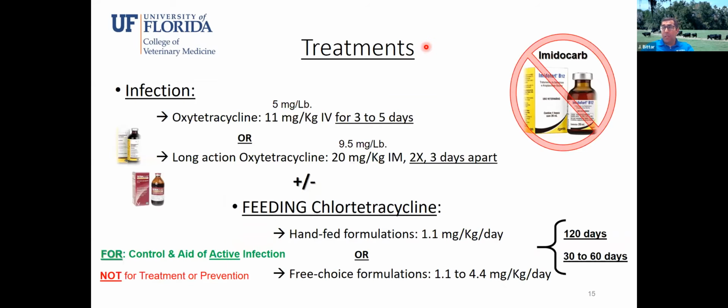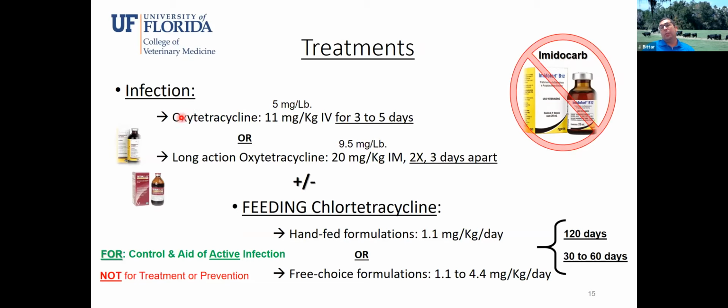So, okay, we can treat, right? Yes. Unfortunately, in the United States, we cannot use imidocarb. That's good to treat anaplasma and babesiosis as well. In South America and other countries, it can be used, but there are some reports of the possibility of induced cancer. And that's one reason the USDA, FDA did not approve it. So we cannot use this here in the US.